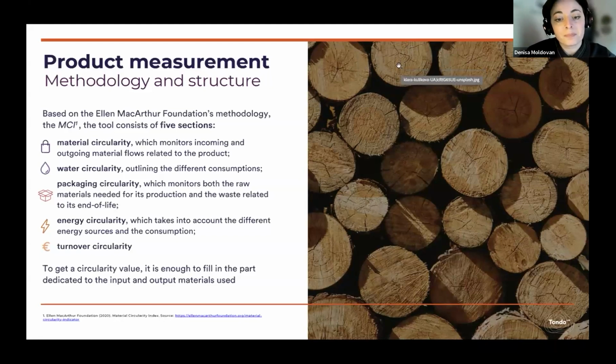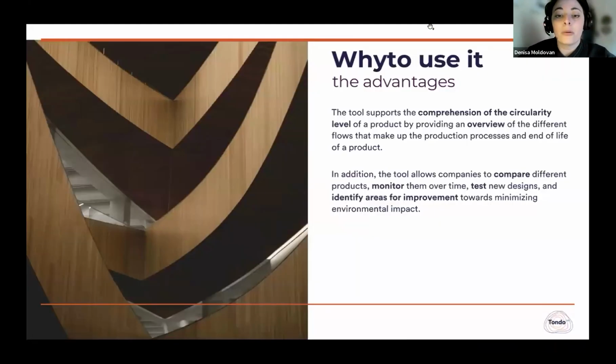In this tool, to receive a circularity score, companies have to fill in at least the part related to the material circularity. This tool provides an overview of the different flows of a production process, and we can say that it's particularly useful for companies that are looking to also compare the circularity of different products, or if they want to track performance improvements over time, or it could be useful if you want to test new products design for sustainability before the real production, or as we said, to identify opportunities to optimize materials, energy, and waste management.